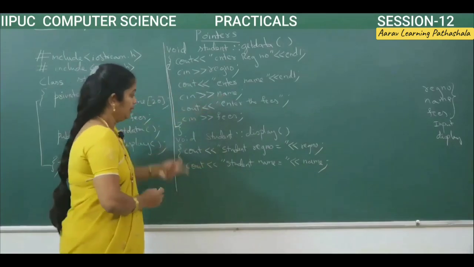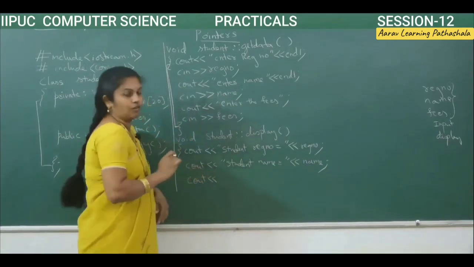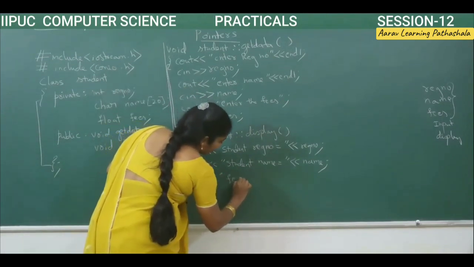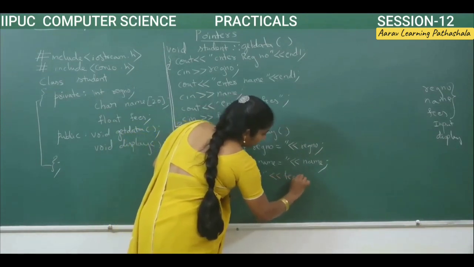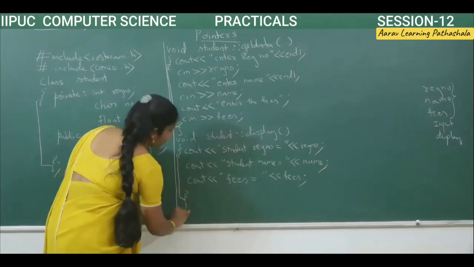Display the name. Next, cout. If you want, you can use end line. It's optional for you. The last one is student fees equals. Display the fees value. Then close this function which you opened.